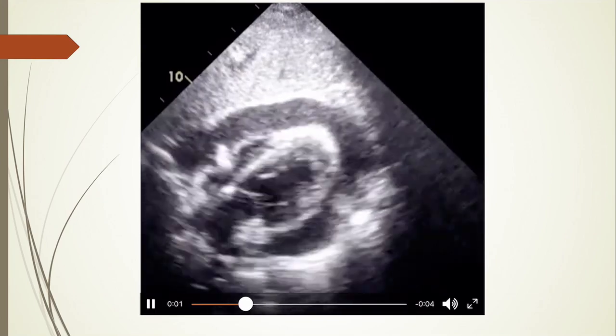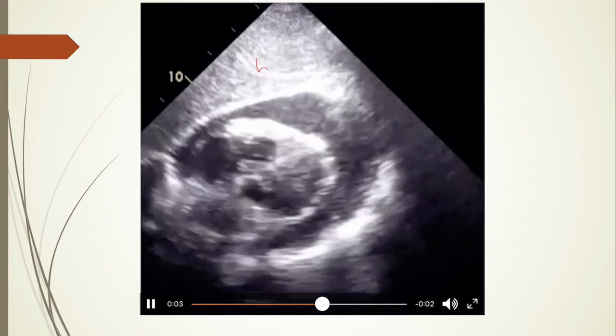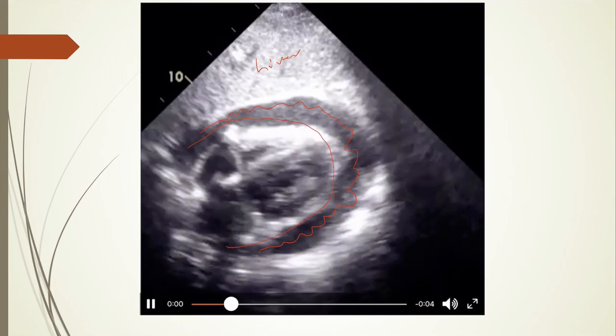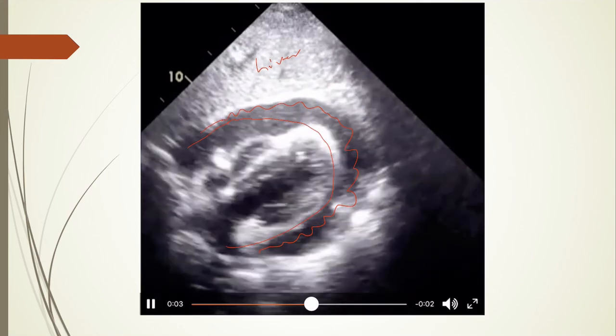And another slide. This is a subxiphoid view. You can see the liver acting as your acoustic window. You can see the heart here almost floating in all this fluid. This is all pericardial effusion in here. We play it again, and you can see it just floating in there.